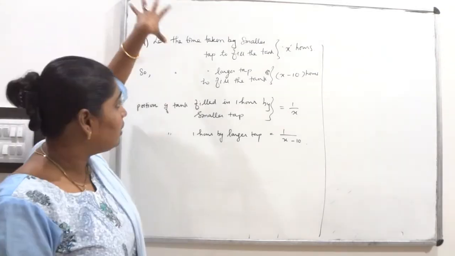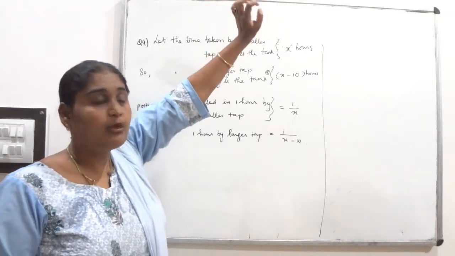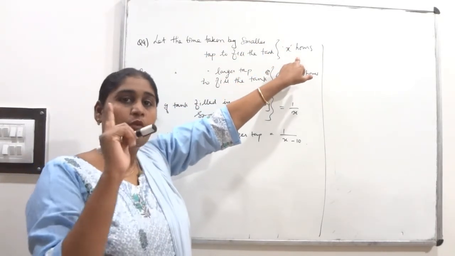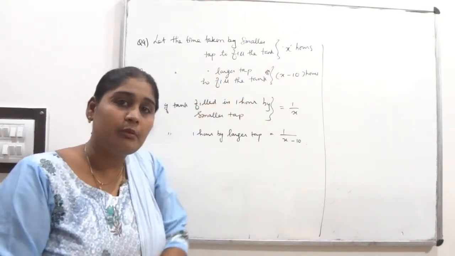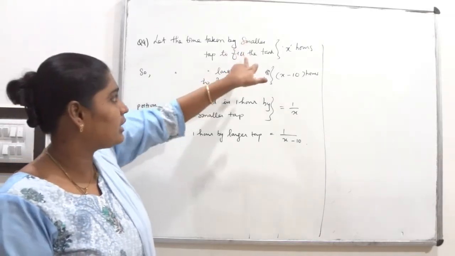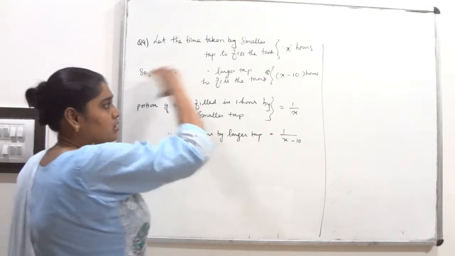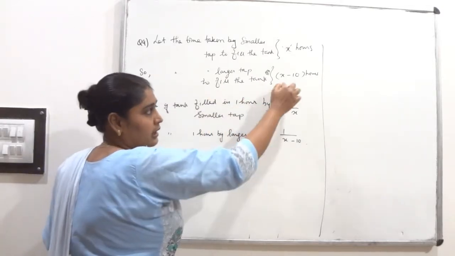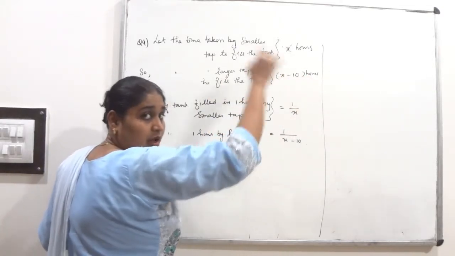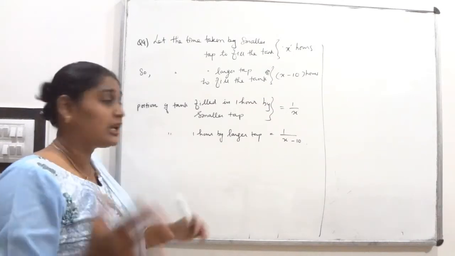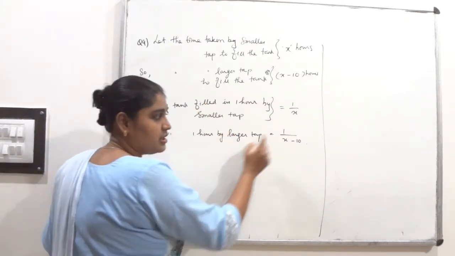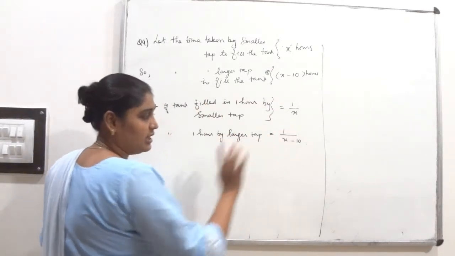Okay. The time taken by the smaller tap to fill the tank is x hours. In 1 hour, how much portion of the tank will be filled by the smaller tap? That is 1 upon x. In the same way, the larger tap takes x minus 10 hours to fill the tank. In 1 hour, how much portion of the tank will be filled by the larger tap? That is 1 upon x minus 10.